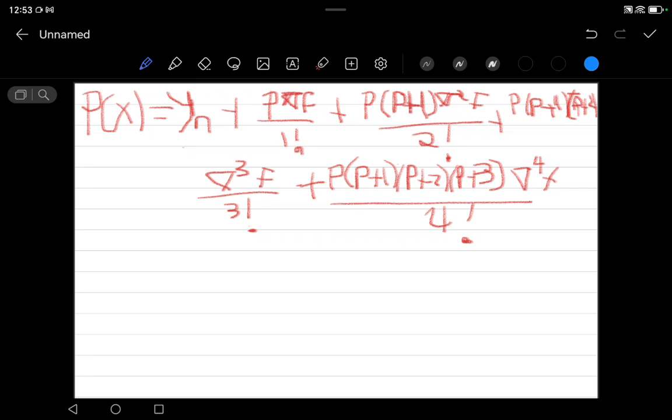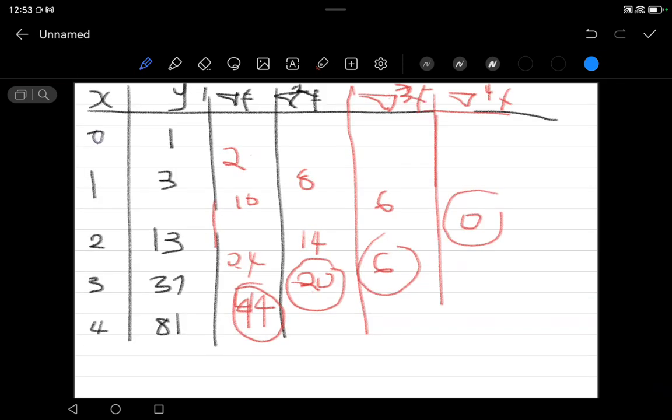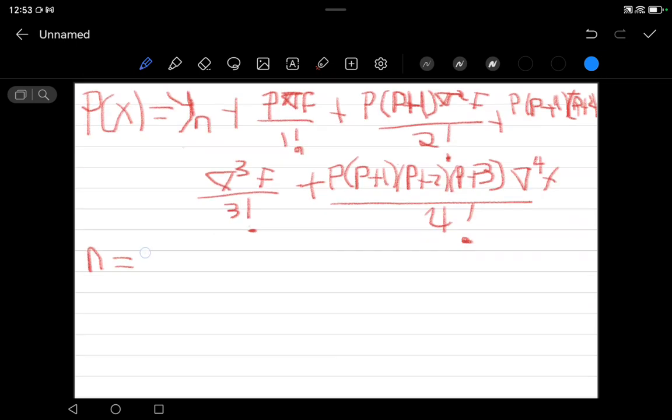Okay, so we're going to start by writing the value of n. How many values of x do we have? 1, 2, 3, 4, 5. We have 5 values, so n is equal to 5. And then after getting n, we're going to calculate h. h is b minus a over n minus 1.